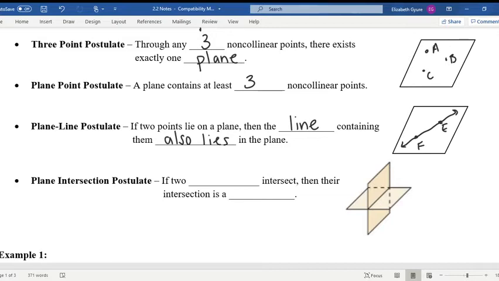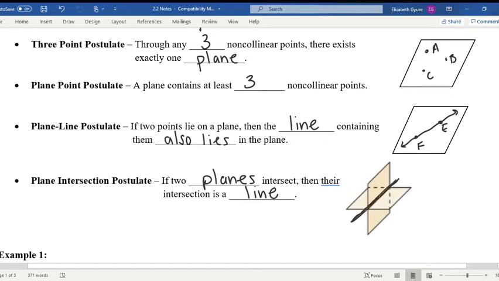And then last one is the plane intersection postulate. That says if 2 planes intersect, then their intersection is a line. So here we have a picture of a vertical plane intersecting a horizontal plane, and those would intersect at a line right through here.